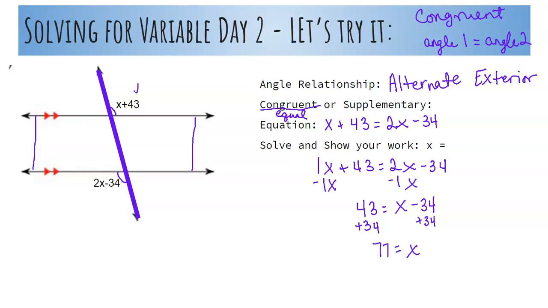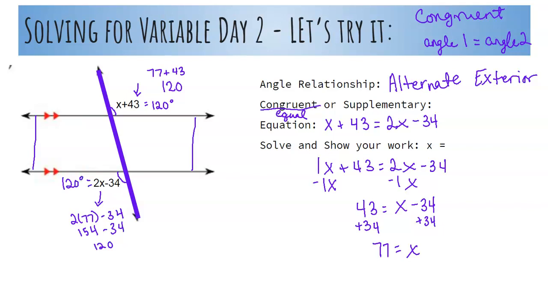Now, if I were to actually substitute this in, if I do 77 plus 43, I am going to get 120. This is saying that this angle measurement is equal to 120 degrees, which somewhat makes sense because this is an obtuse angle. If I do the same thing here, 2 times 77 minus 34, 2 times 77 is 154. 154 minus 34 is still 120. So I get that this angle is also 120 degrees.